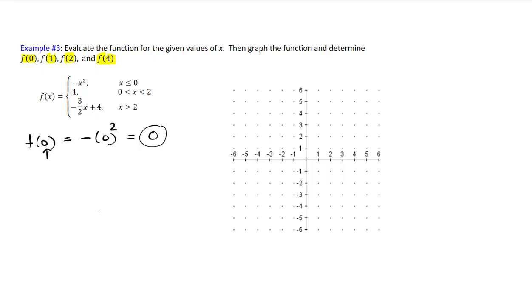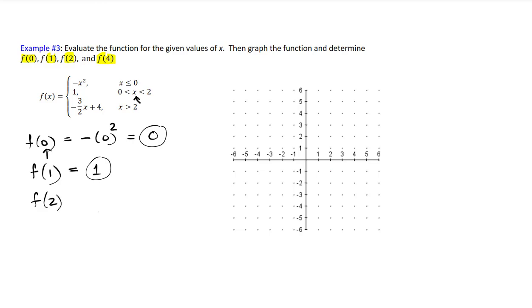For f of 1, again, we need to consider the input value of that function. So looking at these restrictions on the function f of x, notice that 1 here is not less than or equal to 0, but 1 here is in between 0 and 2. So making that second condition true, which means that we're going to evaluate f of 1 using the second piece of the function. The second piece of the function is a constant value 1. There's no x there, so its function value is the constant 1.